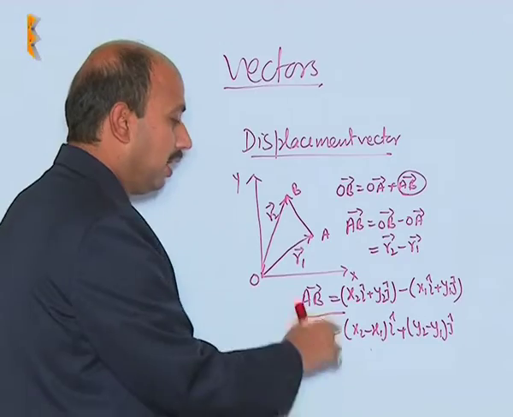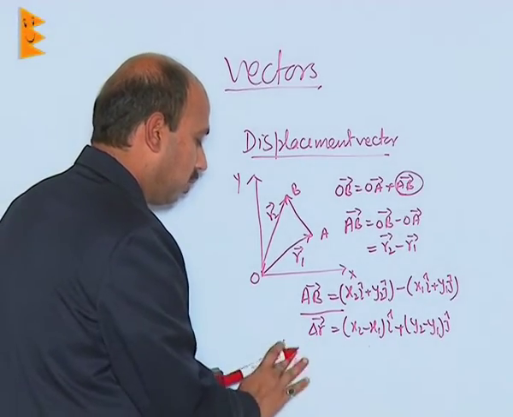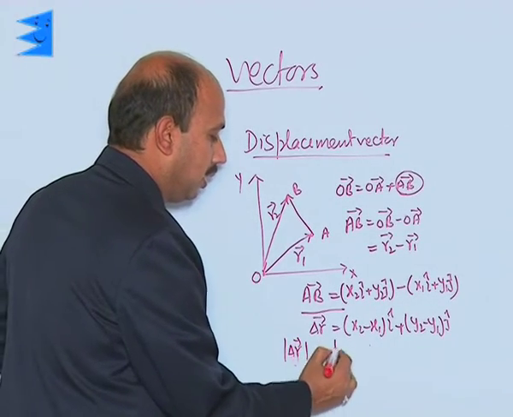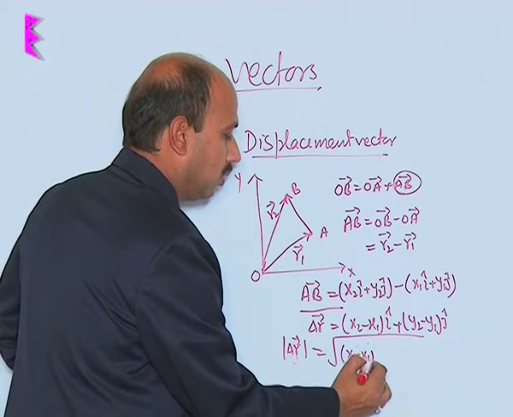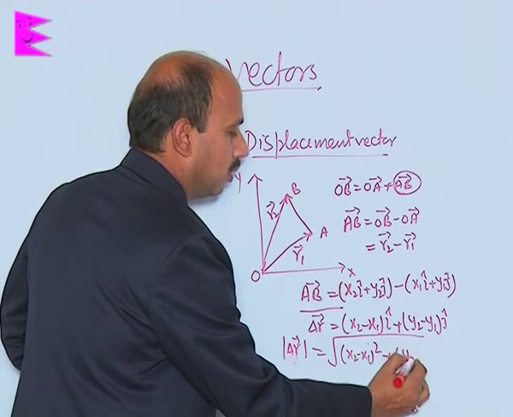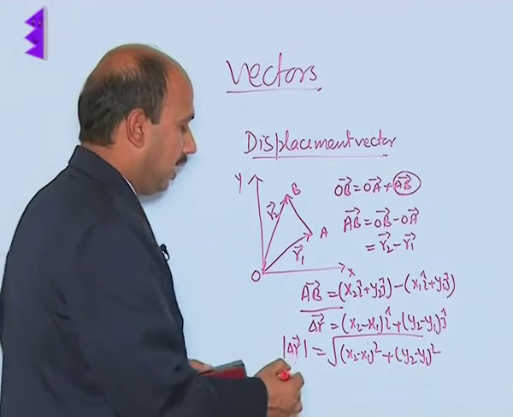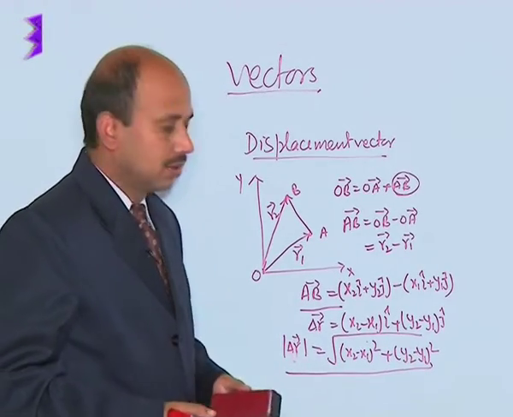But if you want to find out its magnitude, what will be its magnitude? We can take the modulus of this, modulus of delta r is equal to under root of x2 minus x1 whole square plus y2 minus y1 whole square. So, this we can take as the magnitude. So, this is about the displacement vector.